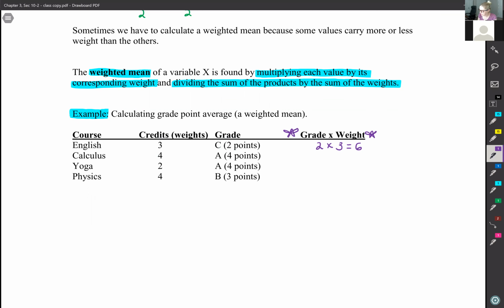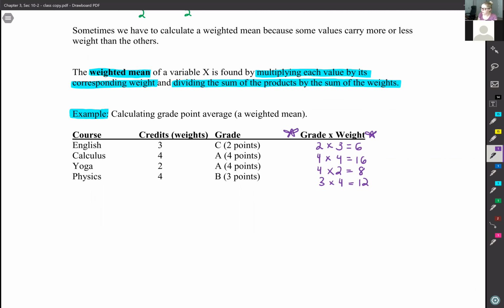And for calculus, my grade was an A, which is 4 points. So I'm going to do 4 times the weight, which is 4. So that's 16. Okay. So for yoga, I got an A, and that's worth 4 points, but the weight is only 2. So the credits it's worth is only 2. So we'll do 4 times 2, which is 8. Okay, my last grade was a B in physics, and that's 3 points. So that's 3 times 4 because it was worth 4 credits. That's 12.